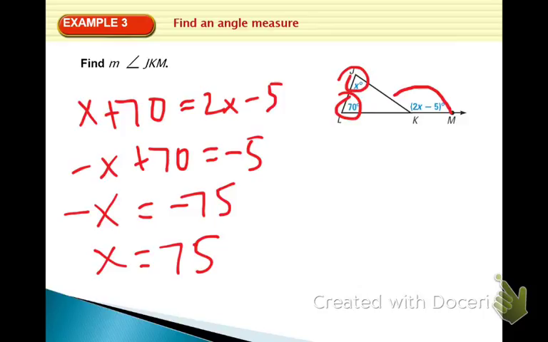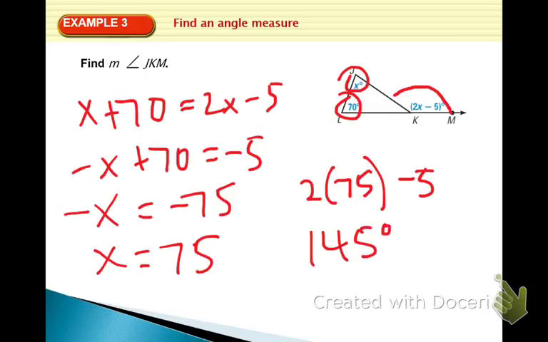We have to find JKM, so we plug 75 into 2x minus 5. That's 2 times 75 minus 5, which is 150 minus 5, or 145 degrees, and that would be equal to angle JKM.